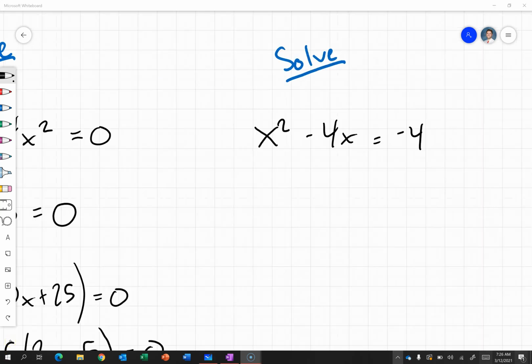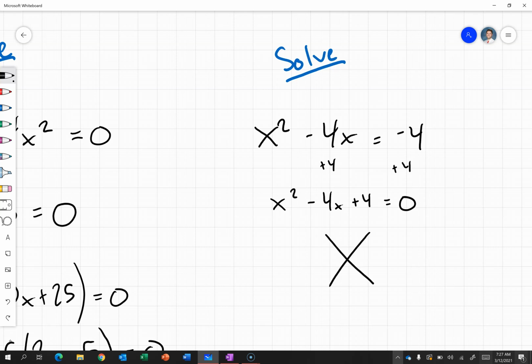All right, with this next one that we want to solve, it's not currently set to 0, and it's also not in standard form. So the first thing we could do would be to add 4 to both sides. That would then give us x squared minus 4x plus 4 equals 0. Now we have our polynomial in standard form, and it equals 0, so we can solve. So again, our first question is, does this have a greatest common factor? And the answer is no, so we can move on.